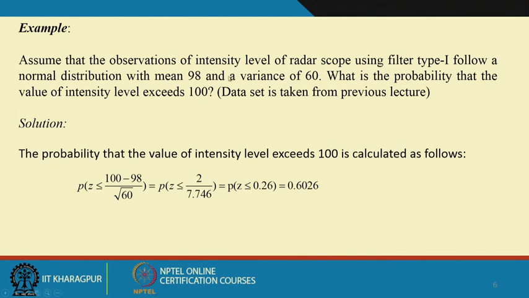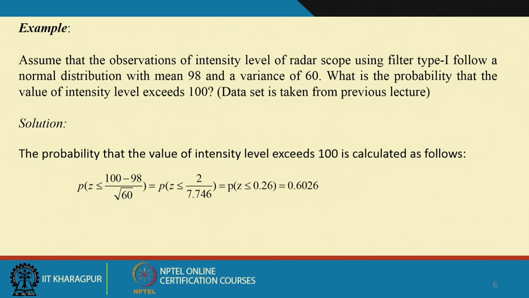So, let us see the use of the standard normal distribution. Assume that the observation of intensity level of a radar scope using filter type 1 follows a normal distribution with mean 98 and variance 60. Basically by variance we are talking about standard deviation, but we have to use variance 60. We have not specified the unit, but anyhow it is in some units. What is the probability that the value of intensity level exceeds 100?